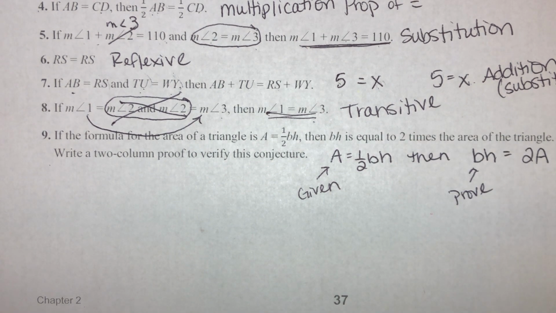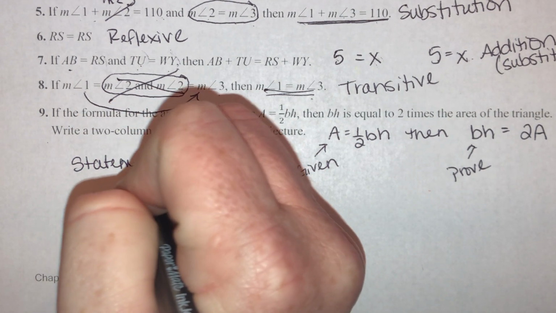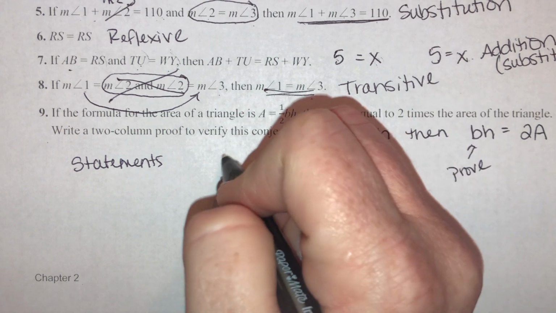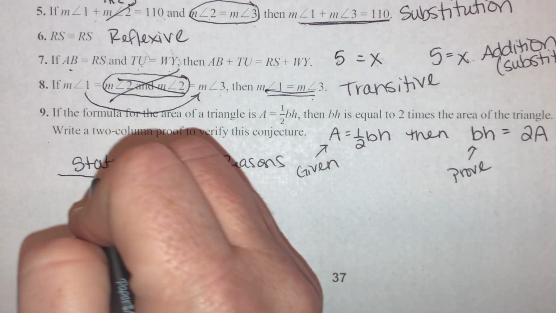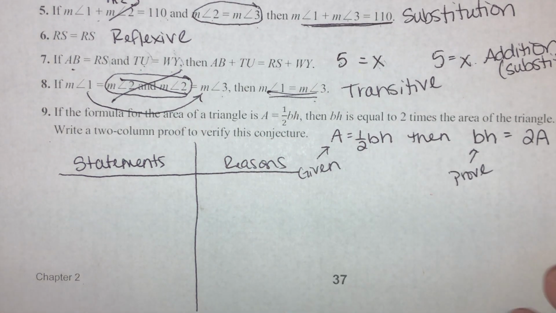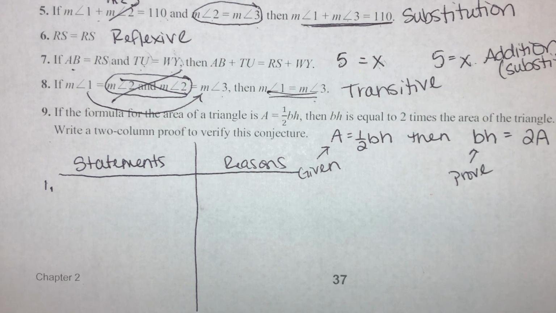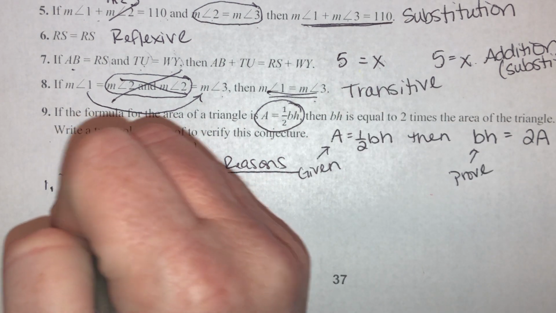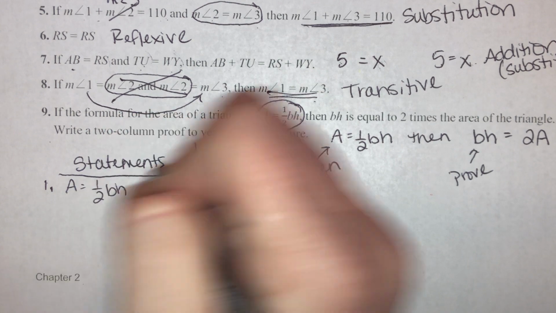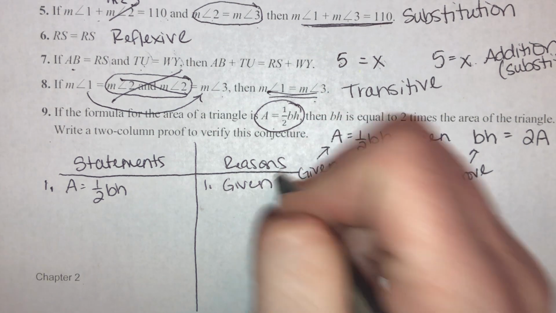So we just want to write that out in a 2-column proof. So we have our statements, our reasons, make a T-chart. Doesn't have to always be pretty. Mine's definitely not. All right, number 1 is always the given. So given that A equals 1/2 BH, and my reason, why did I use that? Because that's what was given to me.